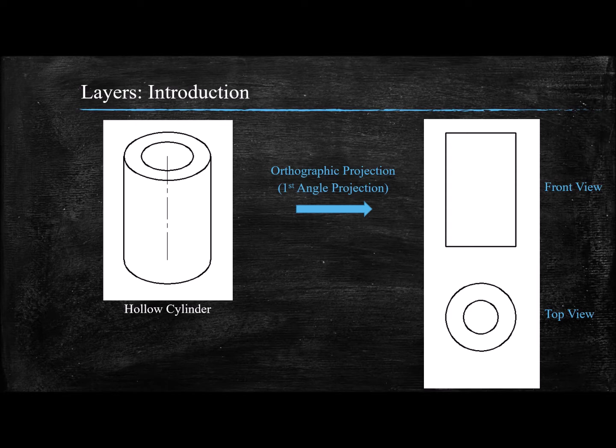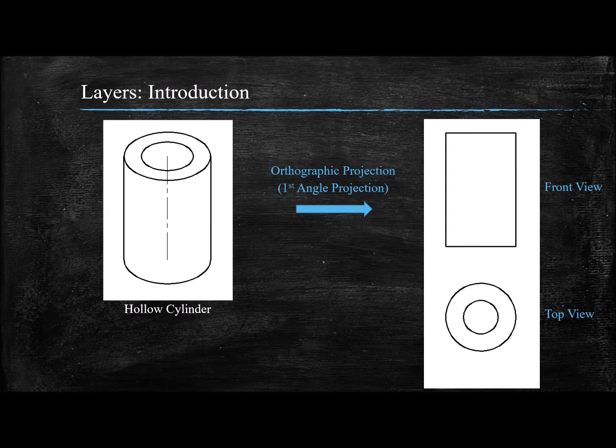But now the question is, is this view good enough? Just by looking at the object, we know that there is an internal hollow which is not represented here. What we see in this particular layer is the visible features, that is the outside features, which show in the front view as a rectangle, and if it is seen from the top, then we see 2 concentric circles.